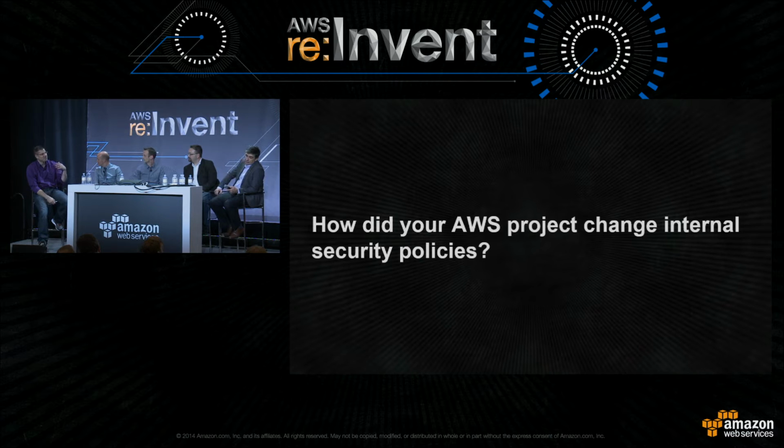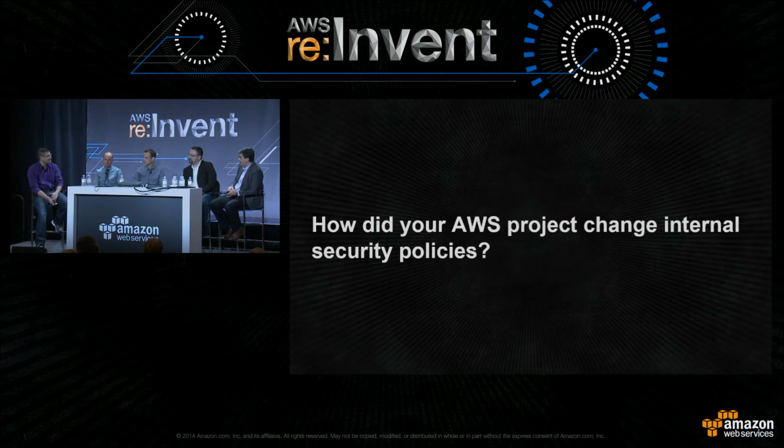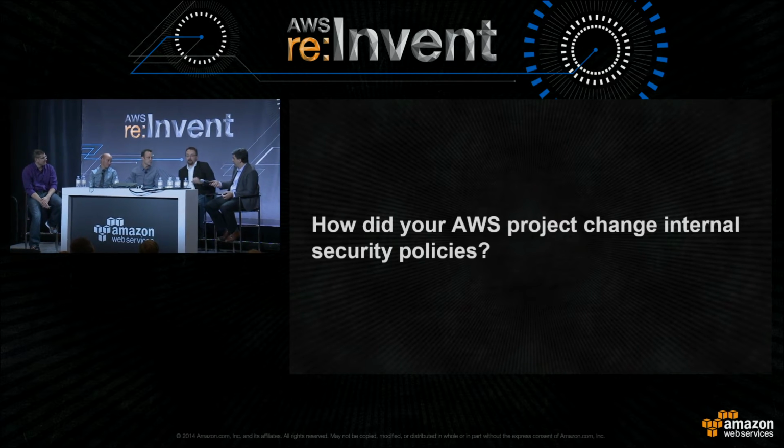So second question, very much tied to the first. How did your AWS project, and obviously you've deployed successfully, so we can say your successful AWS project, though if you have an unsuccessful one, we can learn from that too, how did that project change your internal policies? Did it change your policies? Aaron, do you want to kick us off?